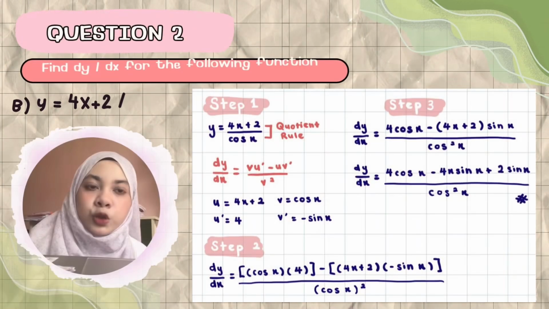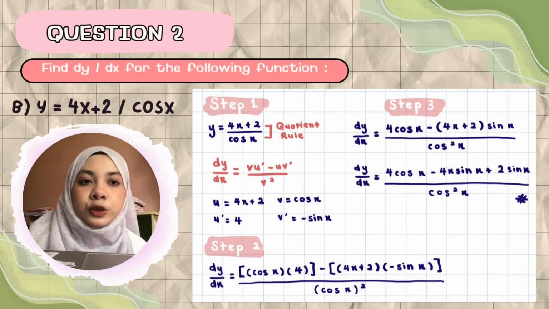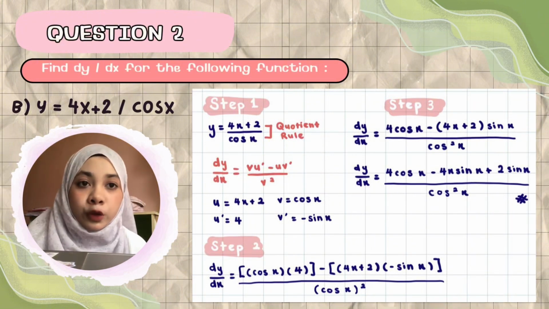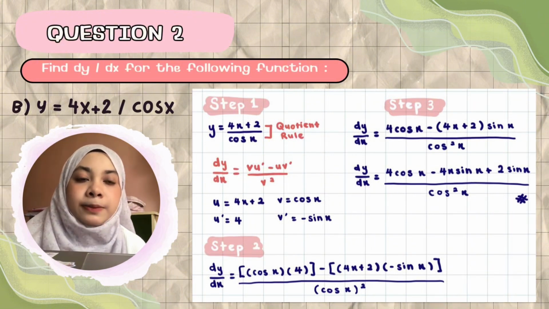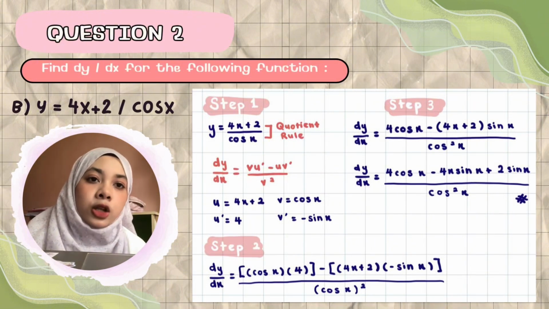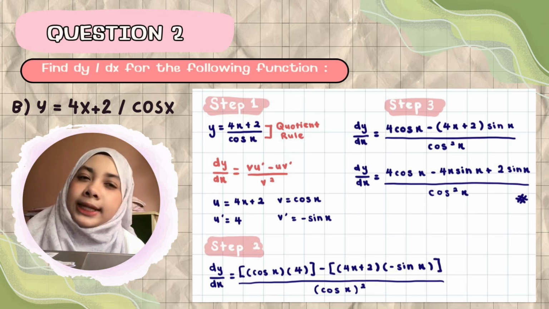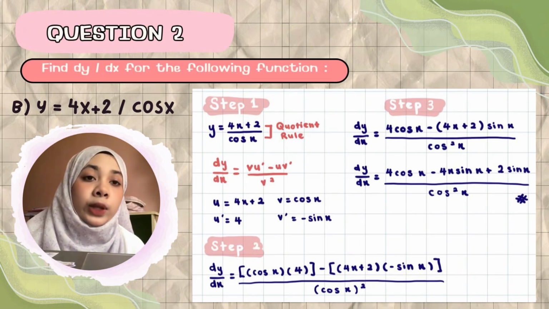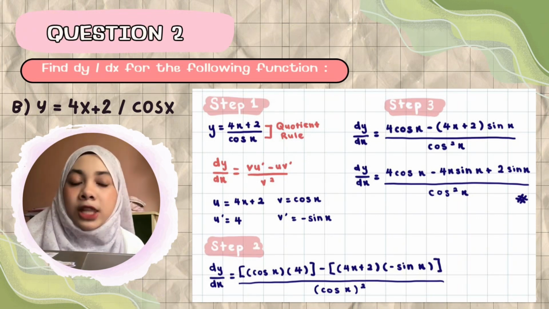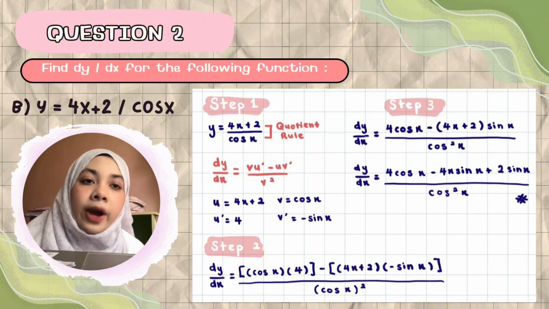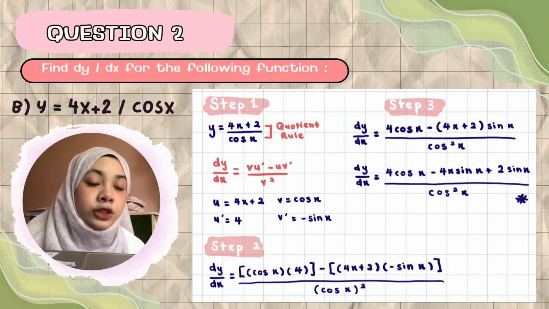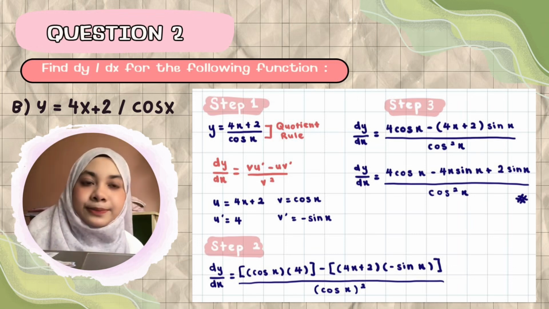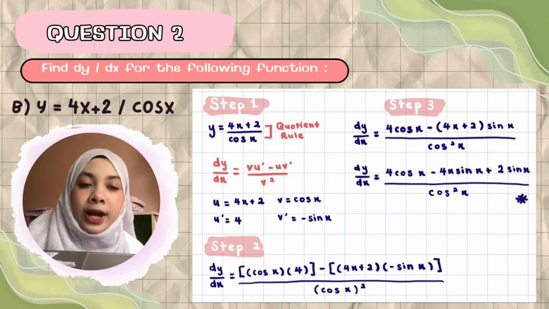Right now, let's move on to question 2b. Question 2b asks us to find dy/dx for the following function: y equals 4x + 2 divided by cos x. So the first thing we need to do is identify what technique of differentiation we can use in order to find dy/dx. Based on the function given, we can identify that we can use the quotient rule to find dy/dx. So the formula of the quotient rule is dy/dx equals vu prime minus uv prime divided by v squared.